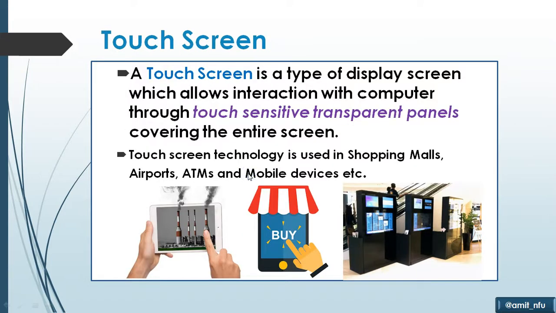Now, touchscreen. Touchscreen is a type of display screen which allows interaction with the computer through a touch-sensitive transparent panel. It means the input device is the panel or the screen itself, covering the entire screen, in fact. So touchscreen technology is being used in shopping malls, airports, ATMs, and mobile devices. Here you can see a simple touchscreen to fetch any information, or in a smartphone for online shopping purposes. And here is a picture of the mall. It is also seen in the airport, where the panel is touch sensitive.